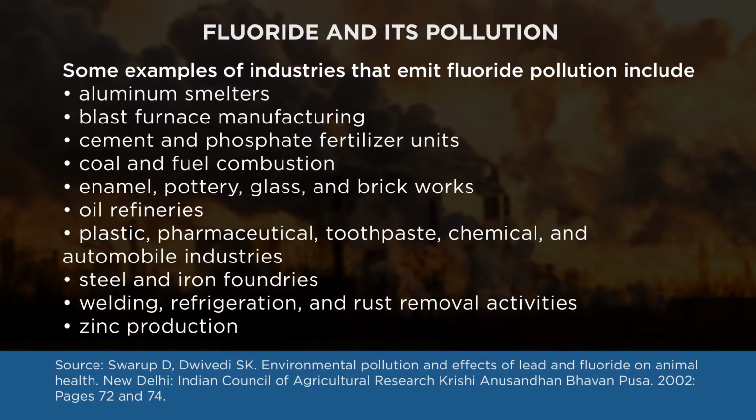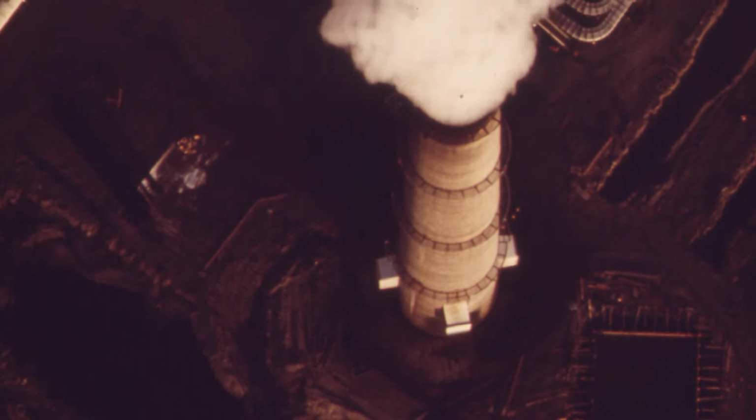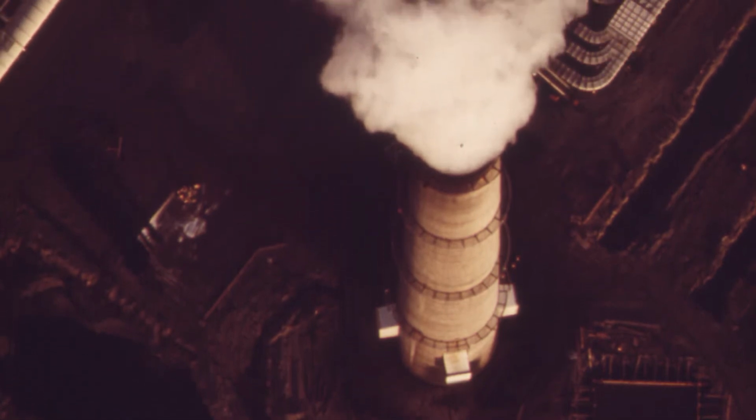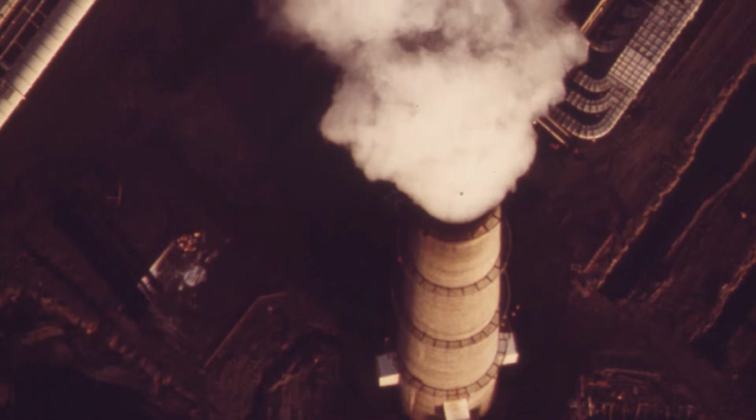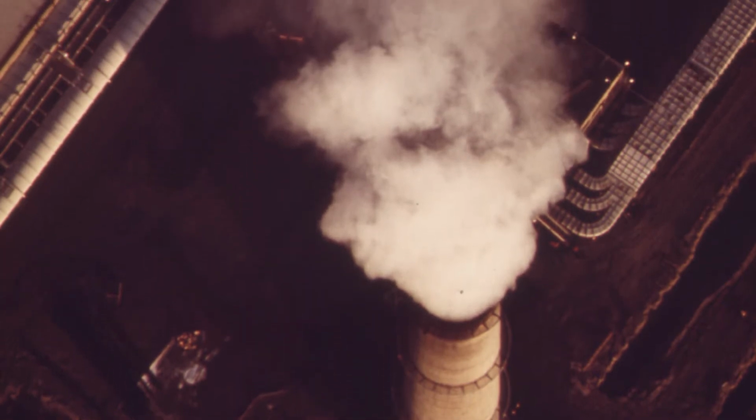Source for this is D. Swarup et al., Environmental Pollution and Effects of Lead and Fluoride on Animal Health, New Delhi, Indian Council of Agricultural Research, PUSA, 2002. Fluoride pollution can adversely impact wildlife, and industrial atmospheric emissions are known for their ability to contaminate the soil, water, and vegetation in both the immediate vicinity and distant areas.